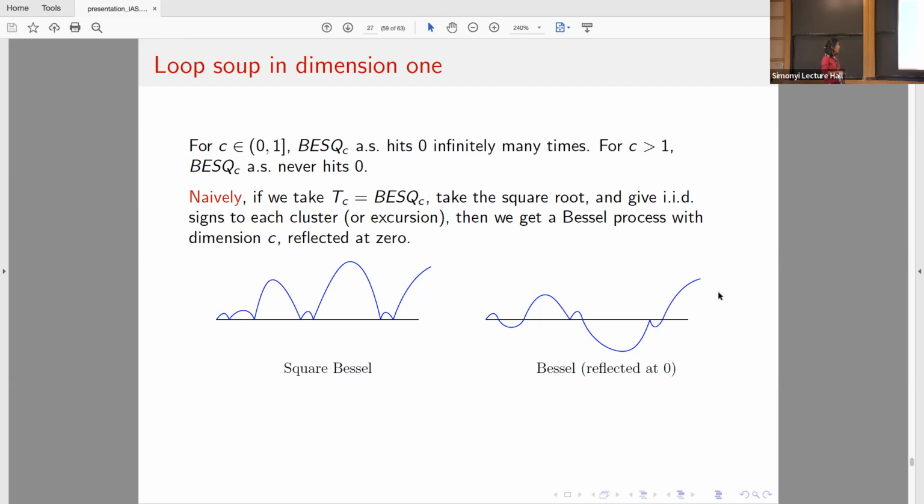Naively, if you sample a square Bessel process and then take the square root and then give i.i.d. signs to each cluster, then you get some kind of a Bessel process with dimension C. Okay, I say reflected at 0, but not really, because I make some policy.